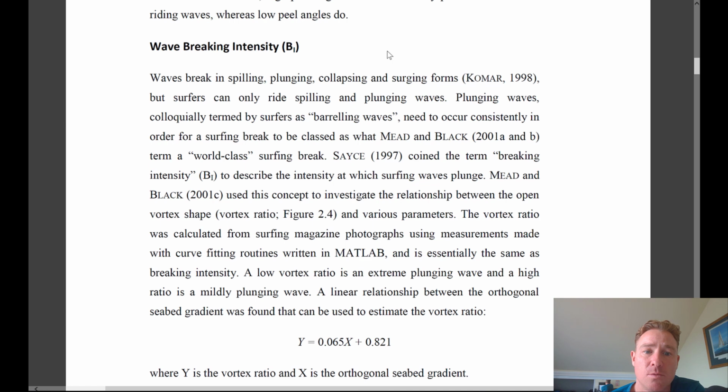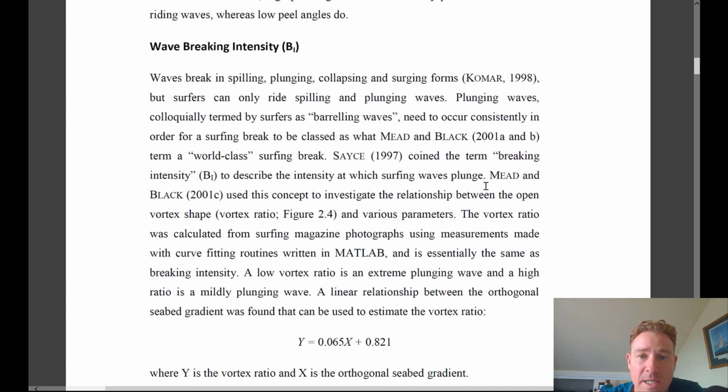So back in 2001, these two scientists used this kind of general concept to investigate the relationship between the vortex shape, or the shape of the barrel, and the various parameters, just to see, okay, can we use this kind of ratio of length to width of this barrel, or can we relate the roundness of the barrel to breaking intensity? And they found a lot of different correlations, which I will go to in a minute. And they came up with actually a linear relationship between the vortex ratio, which is the length to the width of that barrel, to the orthogonal seabed gradient.